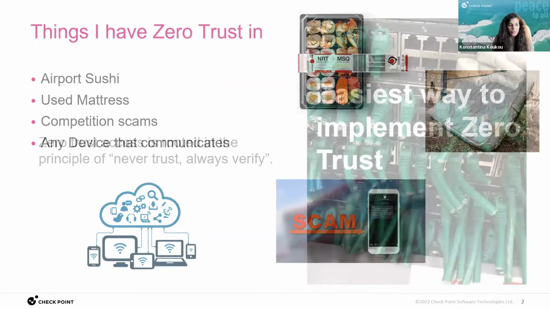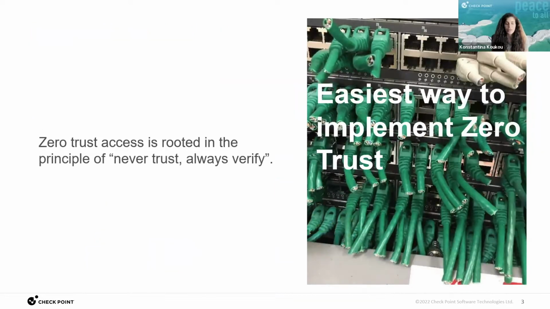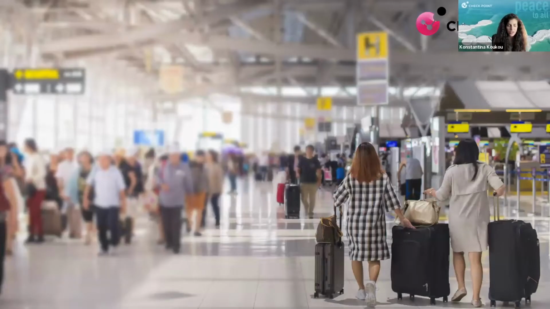In traditional access, we would say it's about the principle of trust but verify. Zero trust is rooted around the principle of never trust and always verify. And on the network level, this is a nice picture of what zero trust would be. Next, I would like to state that zero trust security is not a product, as you may know. It's a process. There are many best practices and principles that organizations should observe on the path to zero trust security.